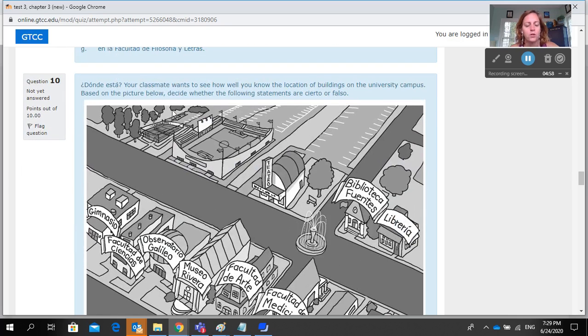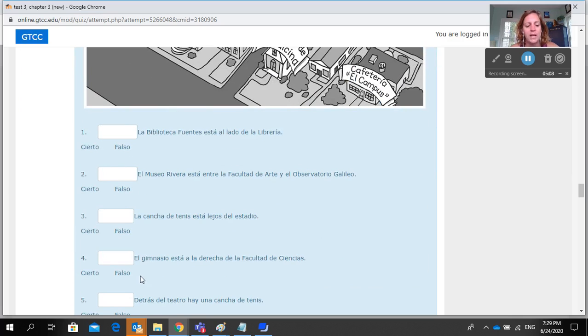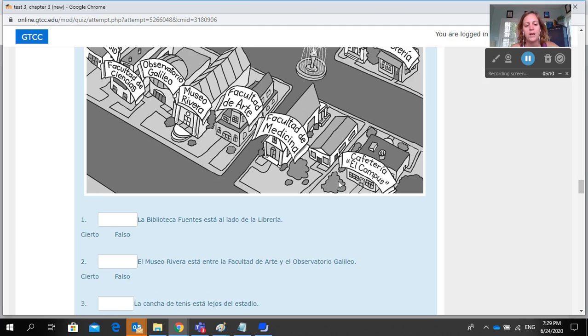Here, ¿dónde está? Your classmate wants to see how well you know the location of buildings on the university campus. Based on the picture below, decide whether the following statements are cierto or falso. Again, I'm going to put an A and B in front. So if la biblioteca Fuentes está al lado de la librería, if that's true, you're going to put an A. If it's false, you're going to put a B.